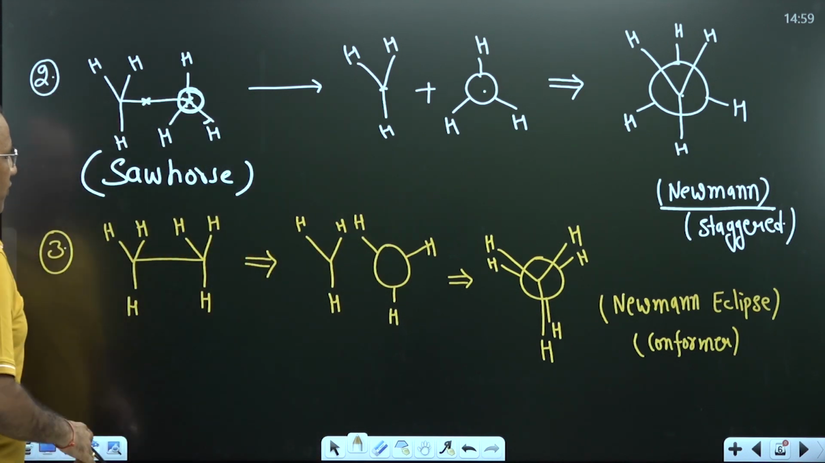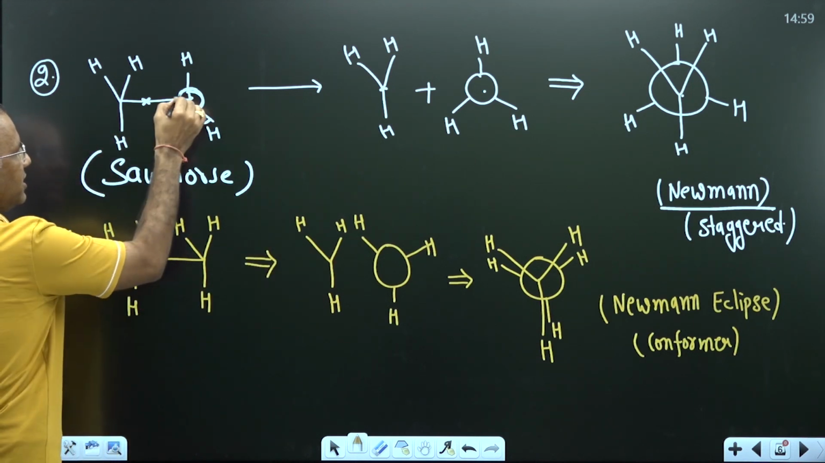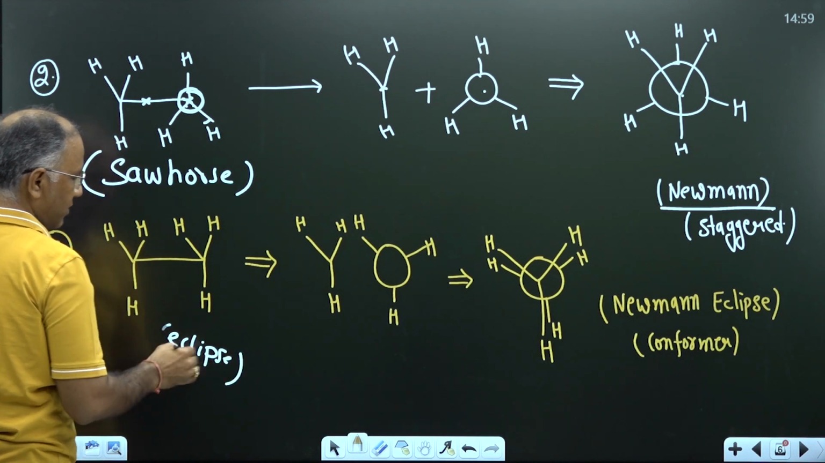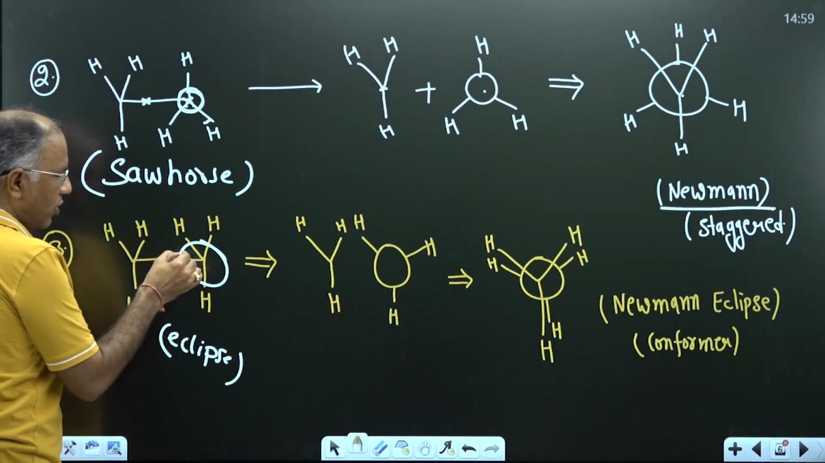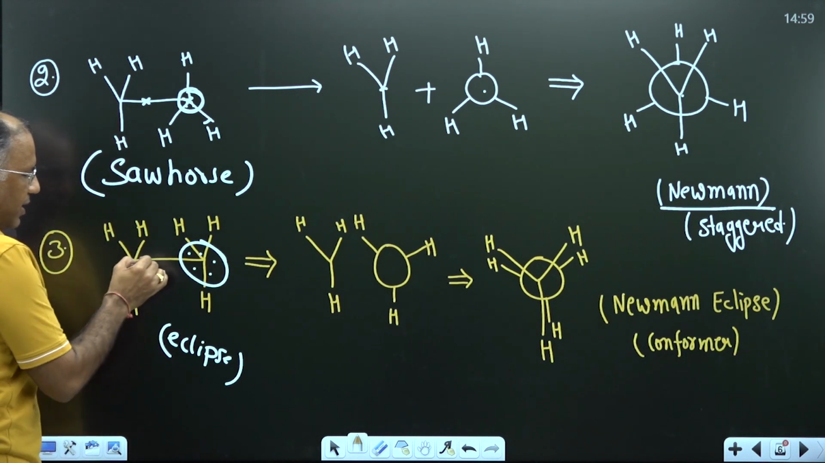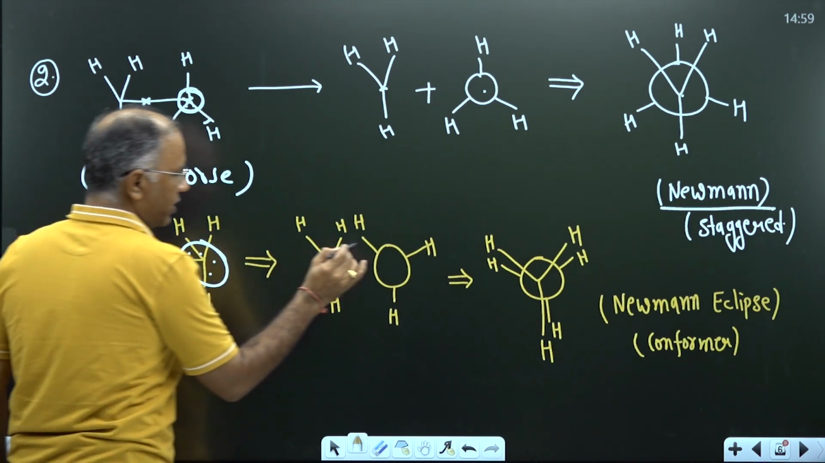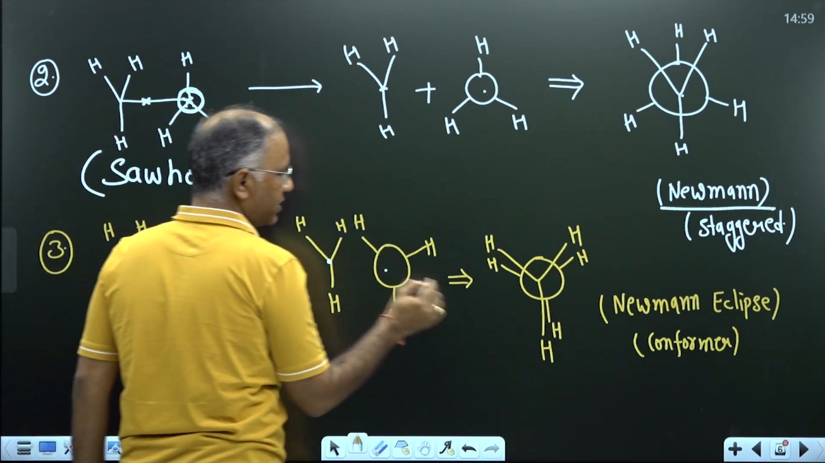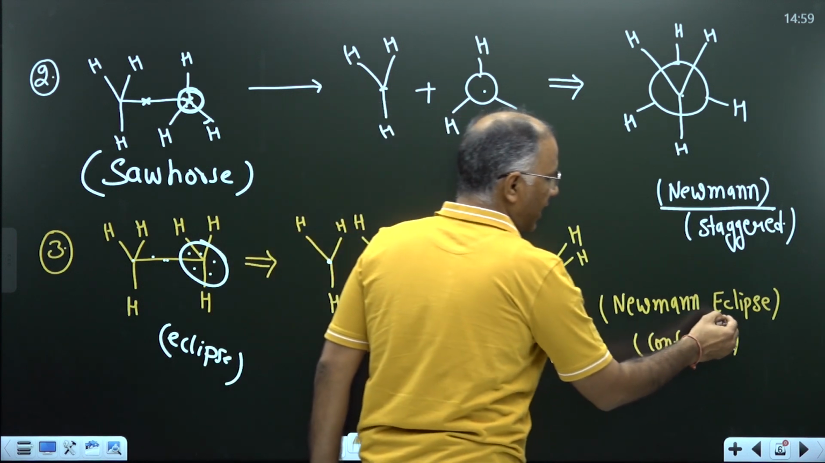Now, similarly, if we have to convert sawhorse to Newman of eclipsed. This is our staggered and this is our eclipsed. What you have to do? Draw the circle, delete all the bonds in the circle, delete the connecting bond and put this carbon on it. We will get this after deleting. Now, put this carbon on this, you will get this. This is our Newman projection in eclipsed conformer.